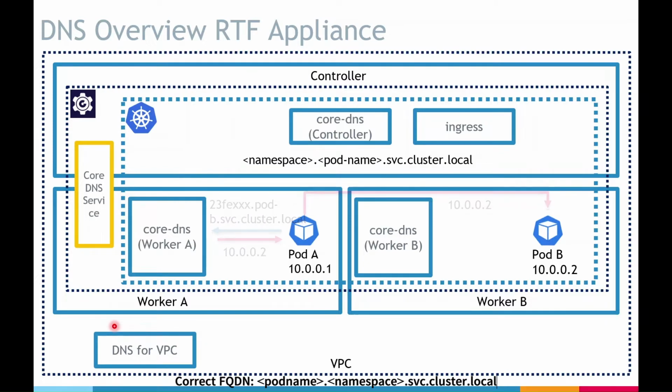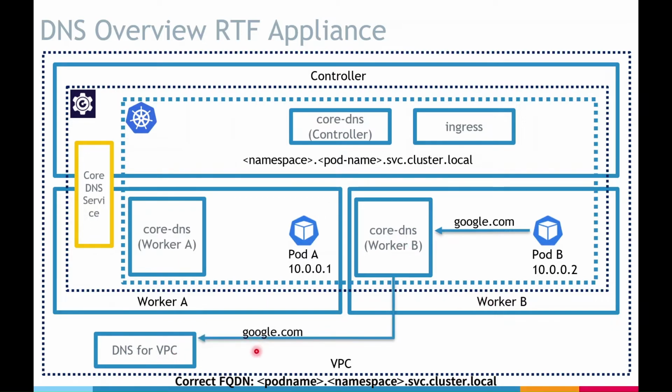So in this diagram, a request for google.com's IP address comes to the core DNS pod of worker B. Since there are no entries for google.com, it moves to the node and gets redirected to the DNS used by the node named worker B. And eventually, from the node's DNS, it gets the IP address of google.com. You should always use the svc.cluster.local domain if trying to access the Mule applications within the Kubernetes cluster.